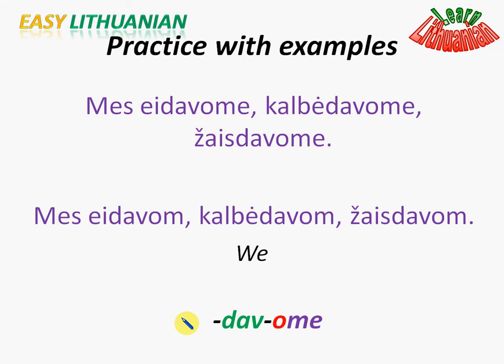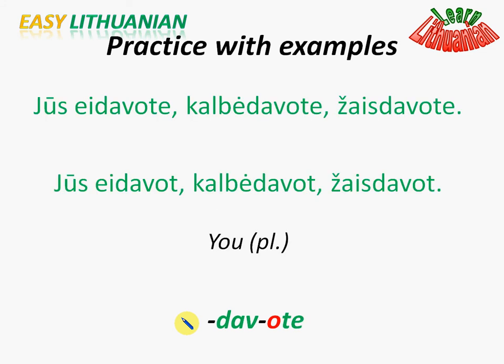Or the shortened version: mes eidavom, kalbėdavom, žaisdavom. Jūs eidavote, kalbėdavote, žaisdavote. The shorter version: jūs eidavot, kalbėdavot, žaisdavot. So that's it. I hope it was clear.